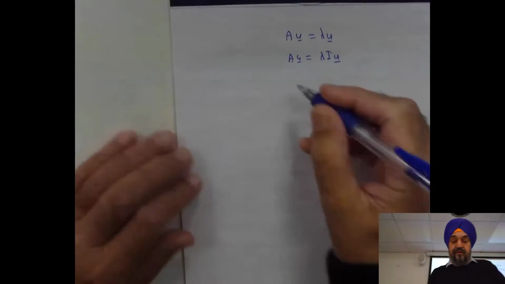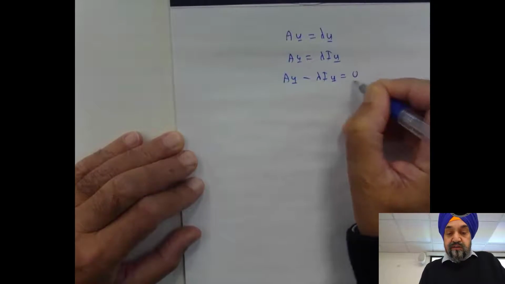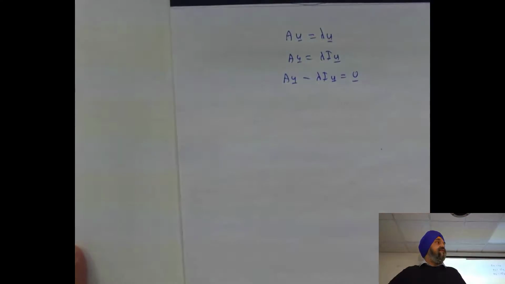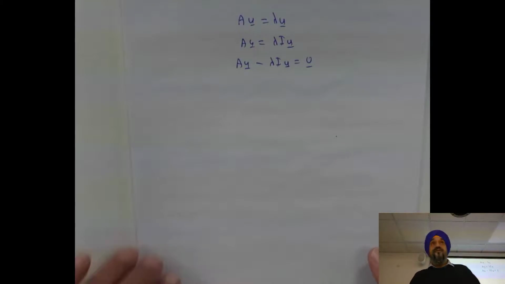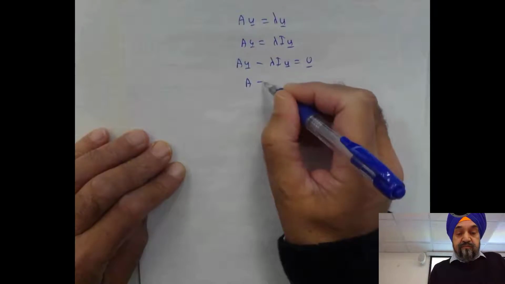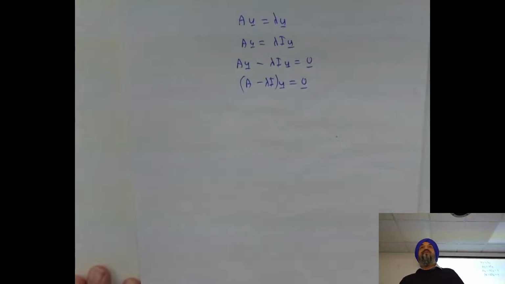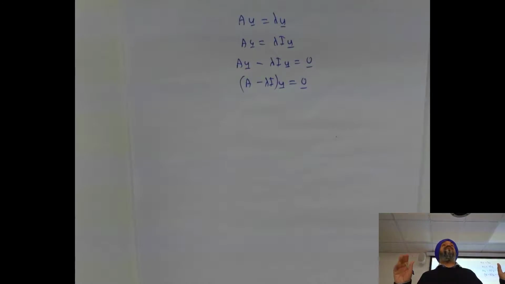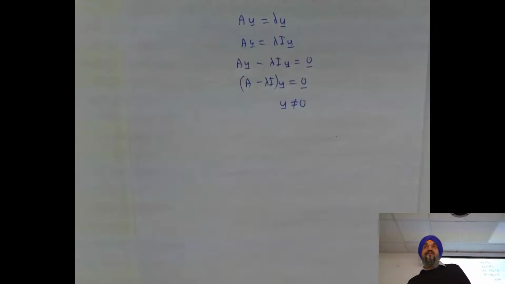So we can write this as AU minus lambda IU is equal to 0. What else can we do? You can factorize out the U. So (A minus lambda I)U is equal to 0. Now for eigenvalues, what condition do we have? U does not equal 0. Otherwise we won't have eigenvectors. And we've got lambda.